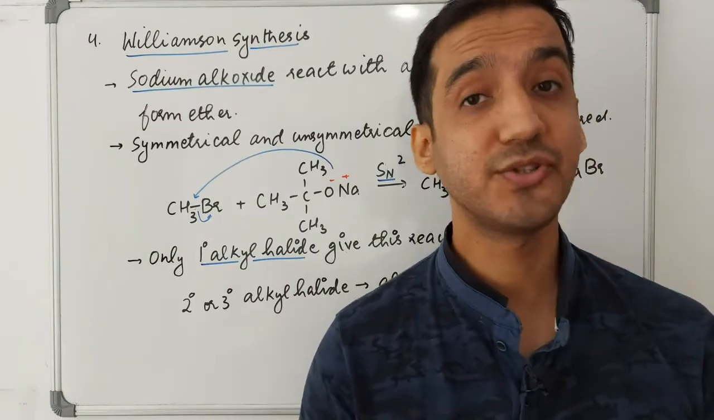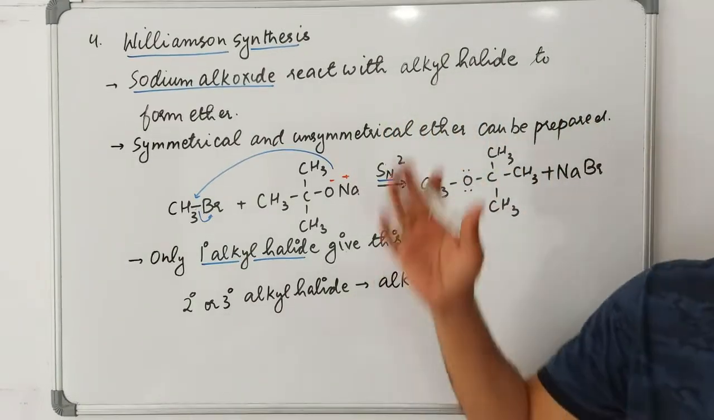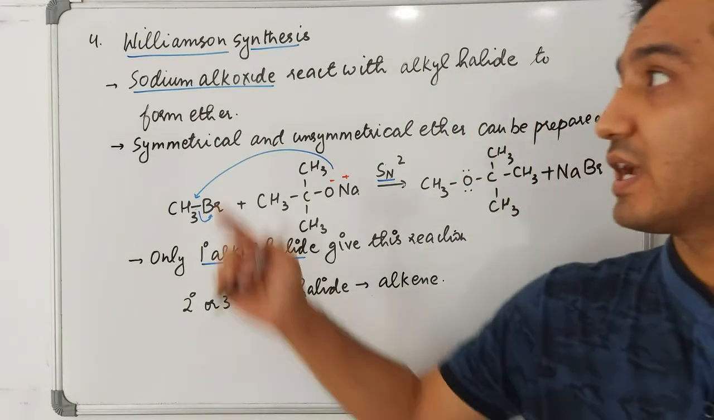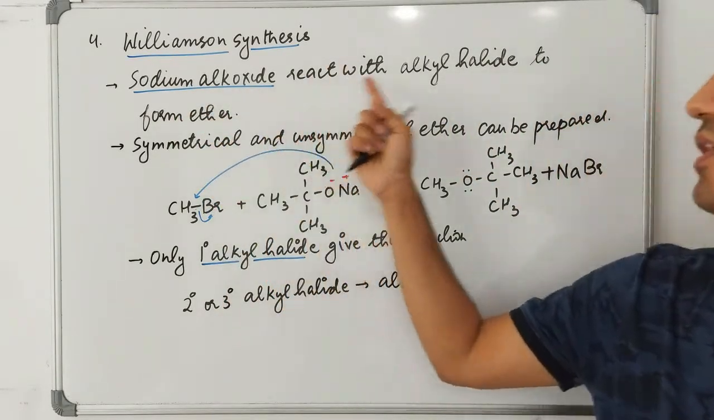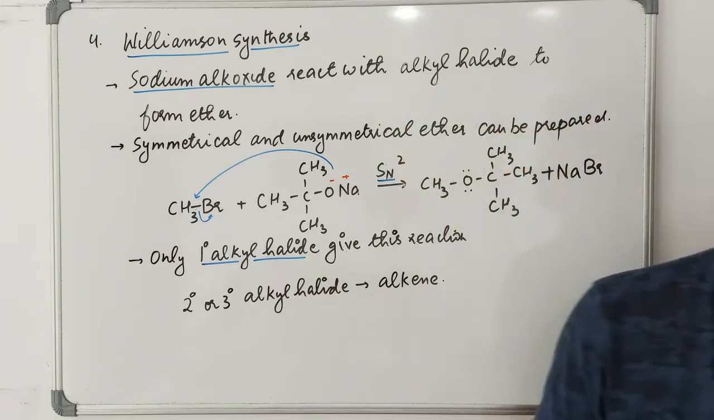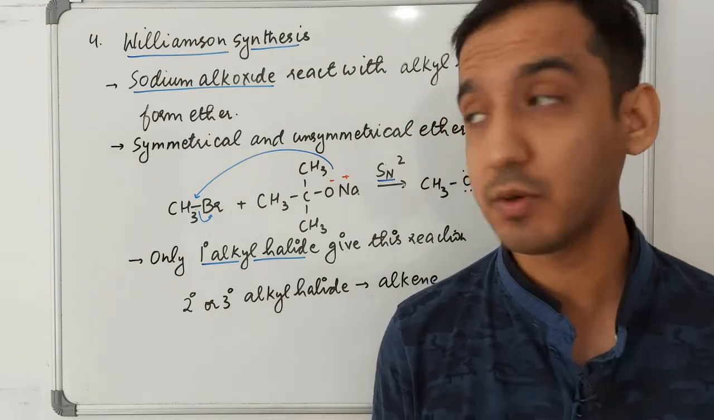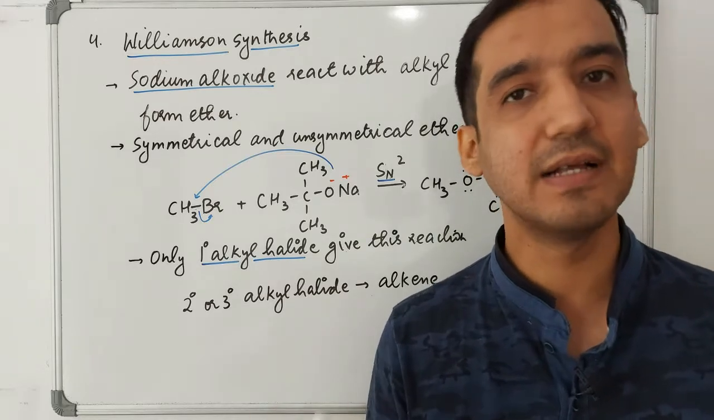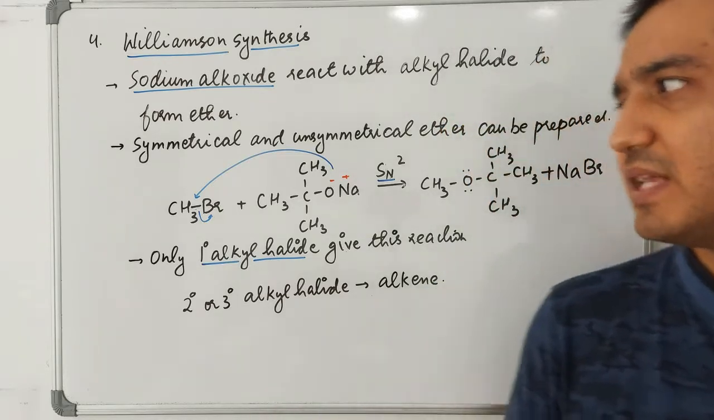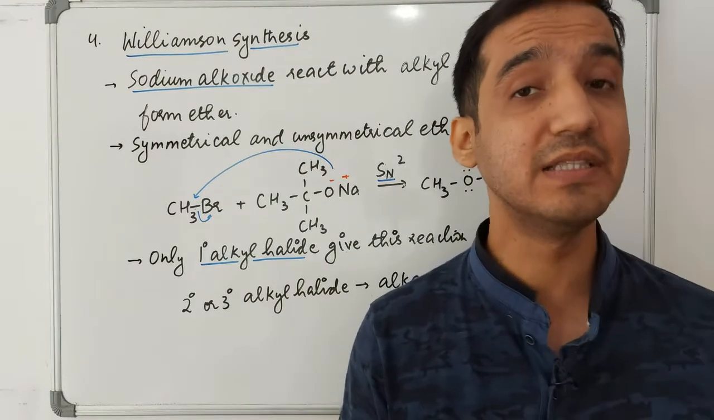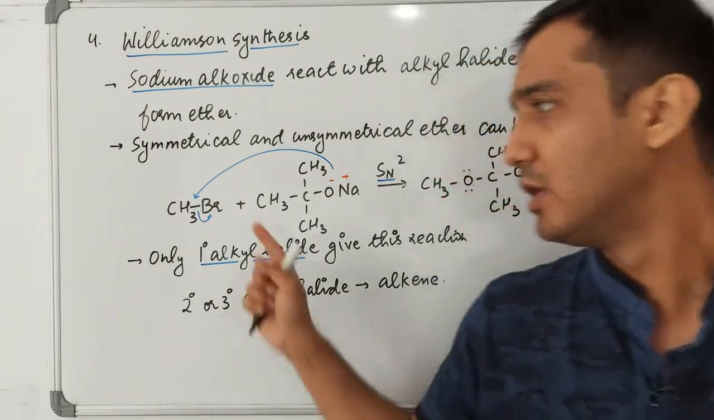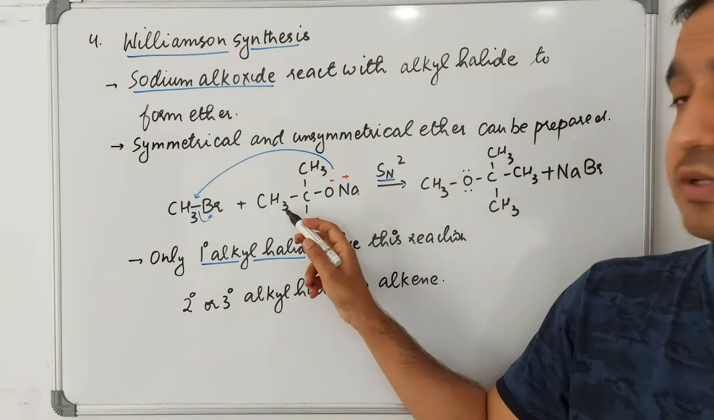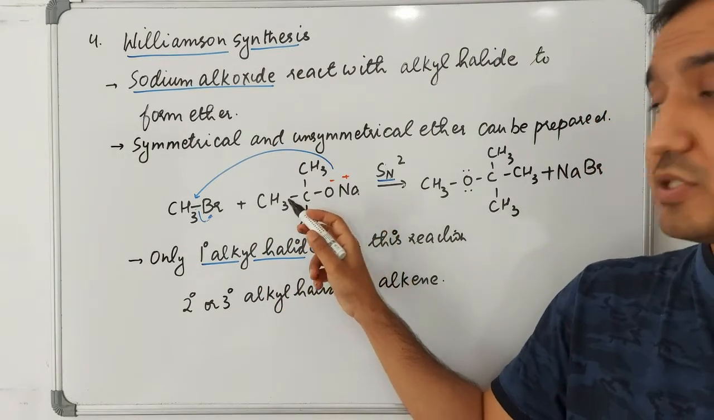The next reaction is the preparation of ether. This is called the Williamson synthesis. So in this reaction we take sodium alkoxide and react it with alkyl halide, and it results in the formation of ether. In this reaction you can form symmetrical as well as unsymmetrical ethers. Symmetrical means both R groups are the same, and unsymmetrical means both R groups are different. So there is a reaction where you have taken CH3Br in the presence of sodium tertiary butoxide.